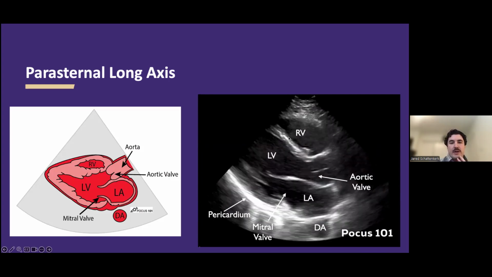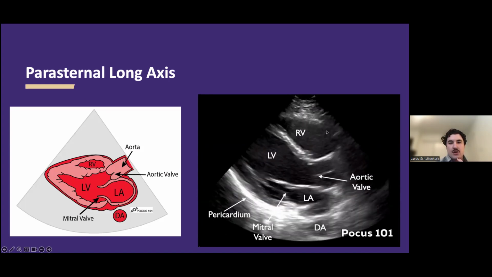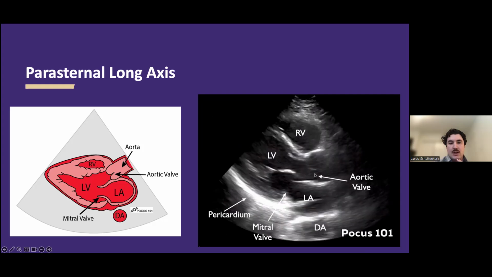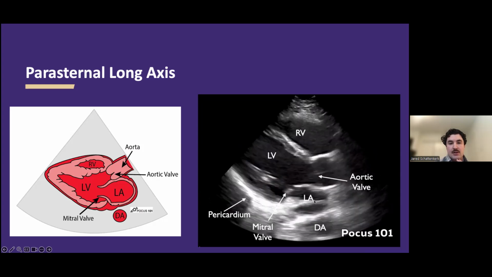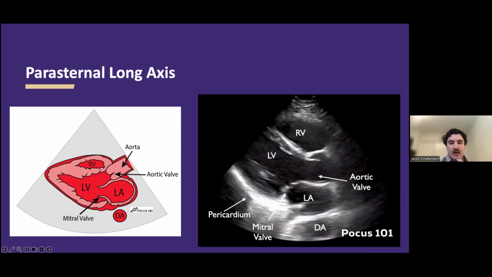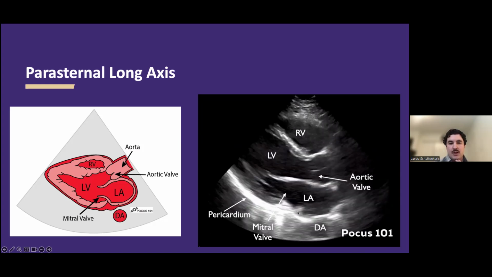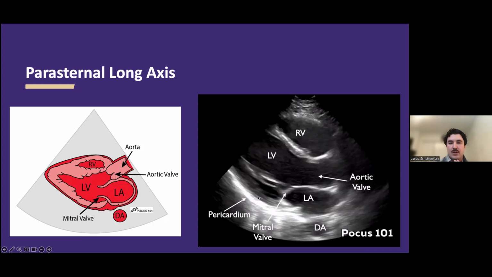And so with this view, you're cutting the heart in an oblique view. You'll see the right ventricle up top, and the left ventricle deeper to it. You'll see the aortic valve and the aortic outflow tract if you get a good image. Then you'll see the left atrium and the mitral valve feeding into the left ventricle. And then you'll see the pericardium as well. So this is a good view to evaluate for potential pericardial effusions.